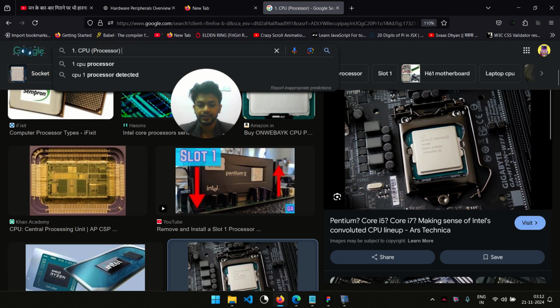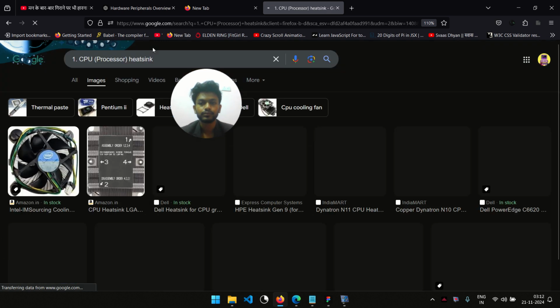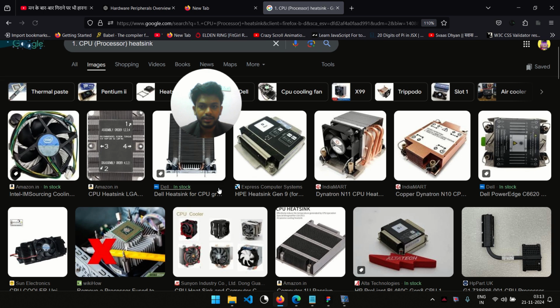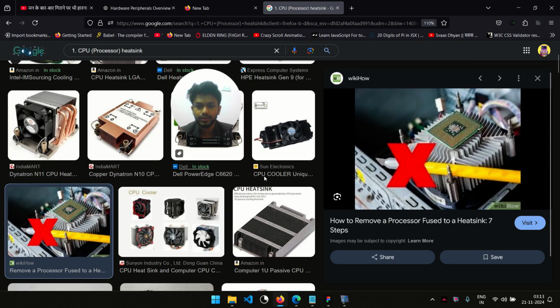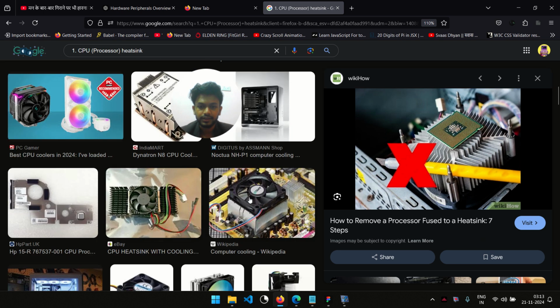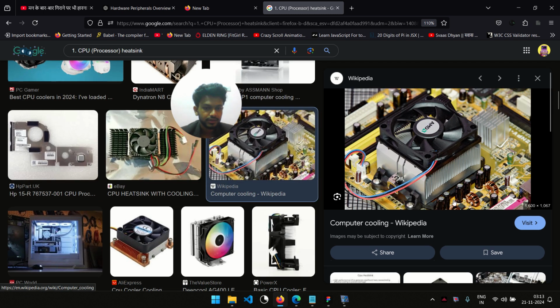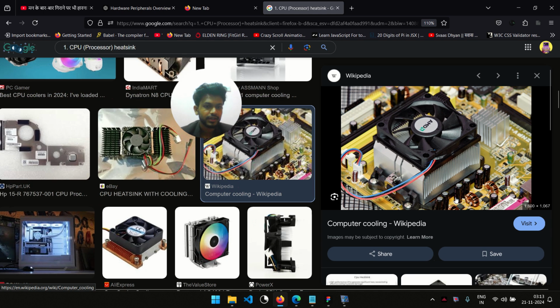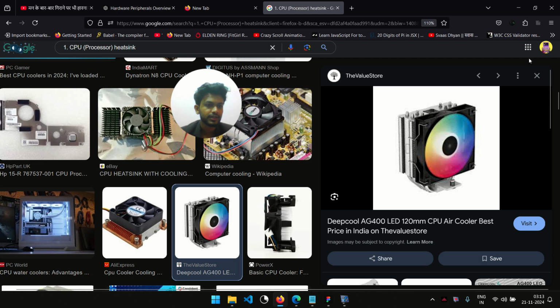Let us search for heat sink CPU. Oh, so this is the heat sink. No, this is not the heat sink. This is not the right way of placing it. Anyway, you have to understand. So I guess this is the heat sink. Is there the CPU inside it?